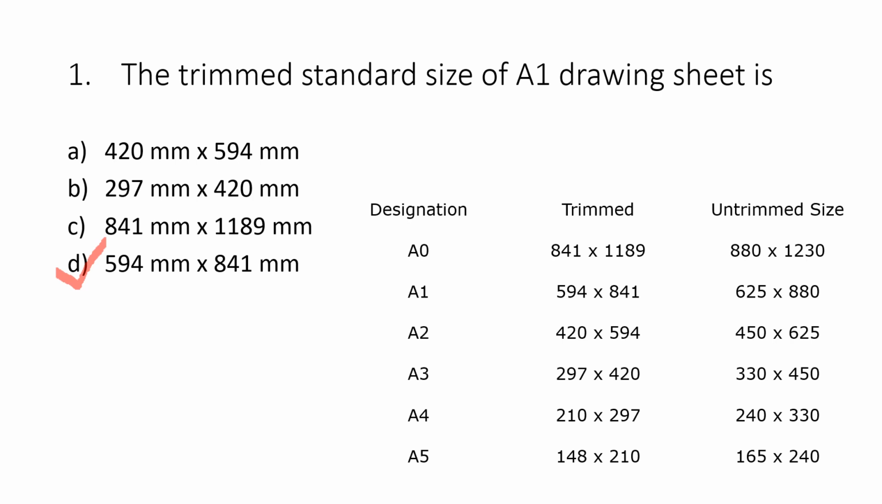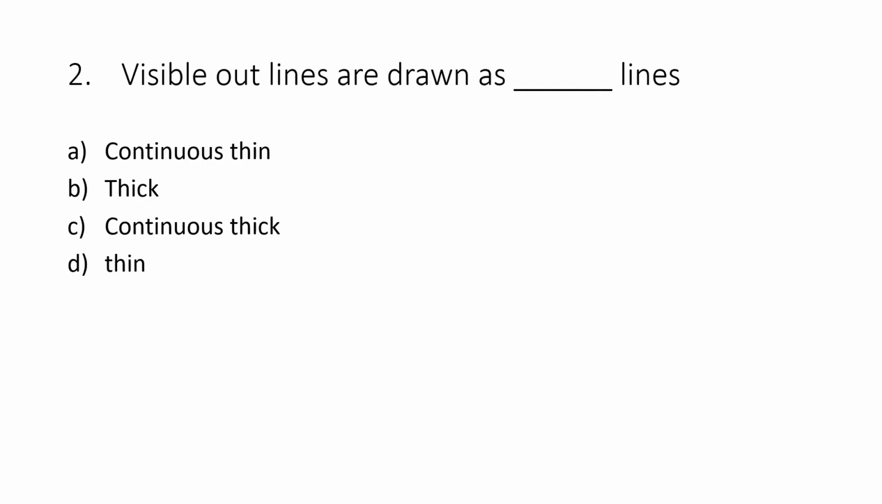And for A3, trimmed will be 297 by 420 and untrimmed will be 330 by 450. And for A4, it will be 210 by 297 trimmed size and untrimmed will be 240 by 330. And for A5, it will be 148 by 220 mm trimmed size and untrimmed size will be 165 by 240 mm. Let's move to the second question.